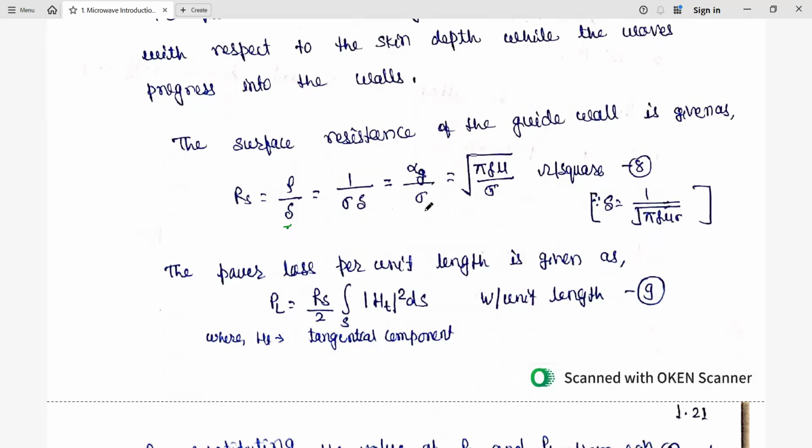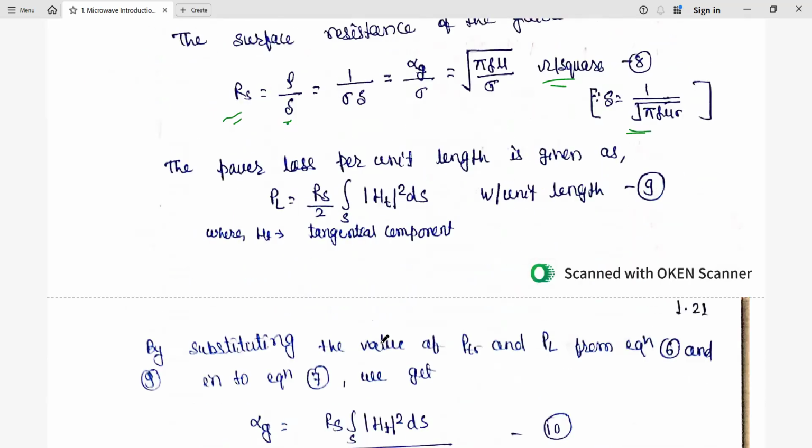And this is alpha G by sigma. Already we have the expression for the skin depth, 1 by root of pi f mu sigma. So after rearrangement, you get root of pi f mu by sigma. This is in ohm per square. This is the surface resistance of the guided wall. So now we have power loss per unit length, given as PL equal to RS by 2 times the integral of modulus of HT square into DS. That is watt per unit length, where HT is the tangential component of the magnetic field.